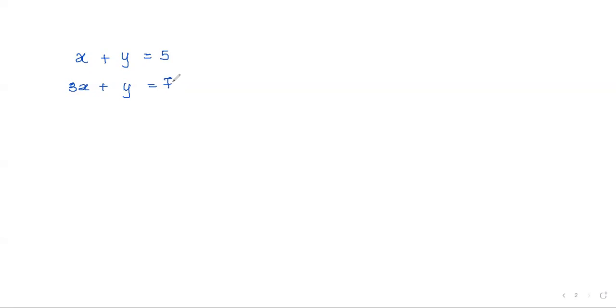To find the values of x and y, normally we have two methods. When you are solving simultaneous equations, children, we have two methods. The first one we call the substitution method. The second one we call the elimination method.